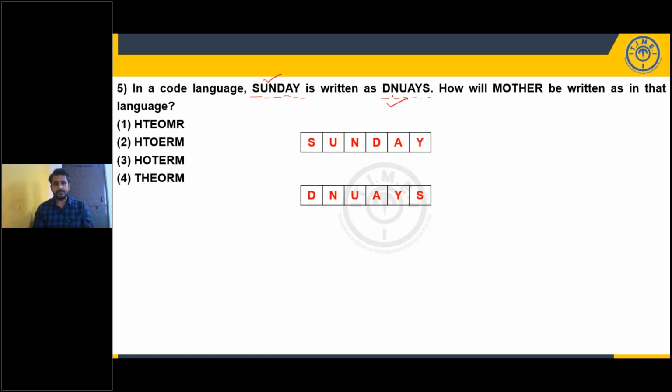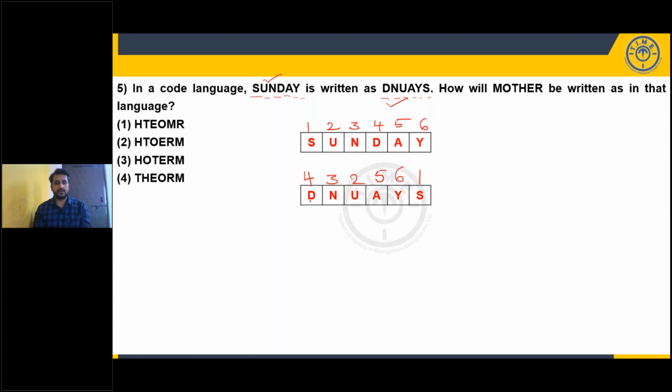Okay, what is that order? Let me write the numbering. Not the place values, but numbering 1, 2, 3, 4, 5, 6. Now how do these appear? D is 4, N is 3, U is 2, A is 5, Y is 6, S is 1. So 1, 2, 3, 4, 5, 6 become 4, 3, 2, 5, 6, 1. That's it. It is a random order.